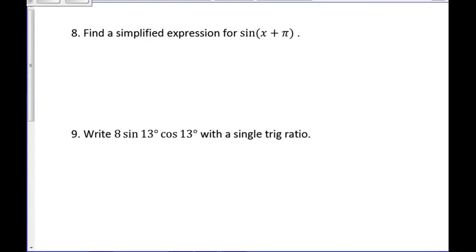All right, so same idea here. We've got a sine that's a sum. So when we have sum with a sine, it's sine cos. Again, this is just straight from the formula. Cos sine.